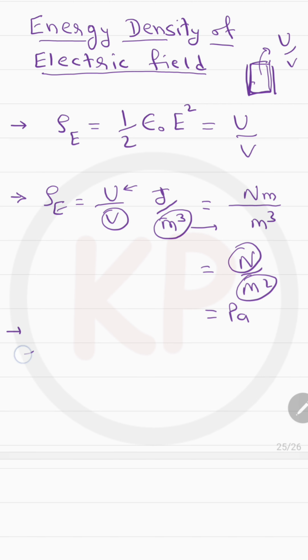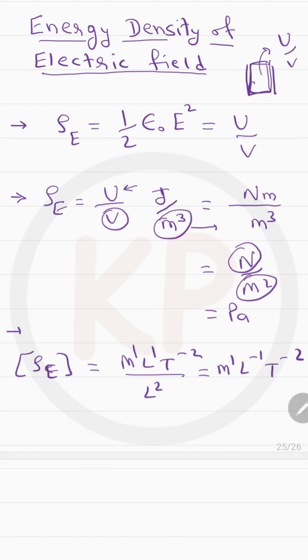Now its dimensional formula. Rho E is Newton means M1 L1 T minus 2 by meter square means L2. This will become M1 L minus 1 T minus 2.